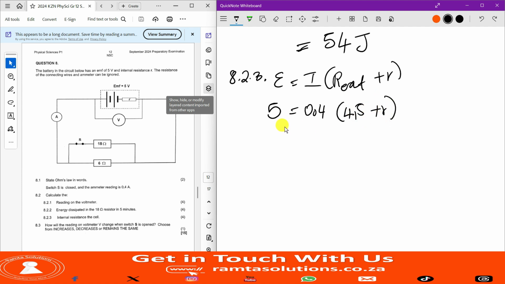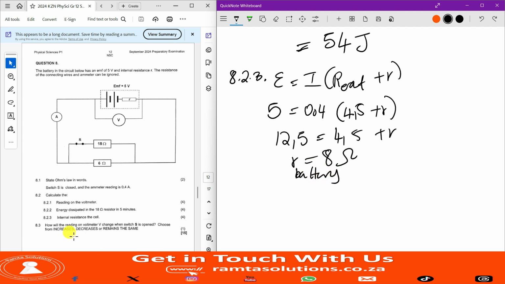Internal resistance is unknown. Now, 5 divided by 0,4 will be 12,5, which equals 4,5 plus r. So 12,5 minus 4,5 will be 8 ohms. Remember, this is the internal resistance of the battery.